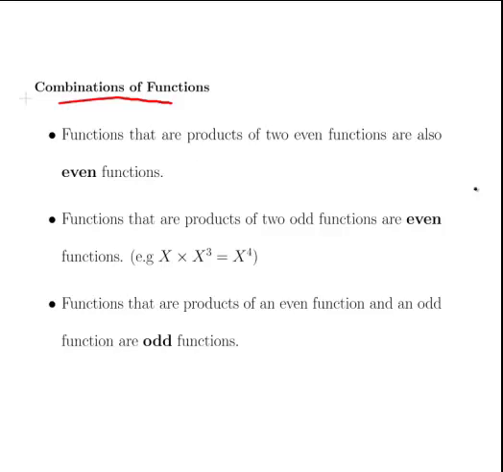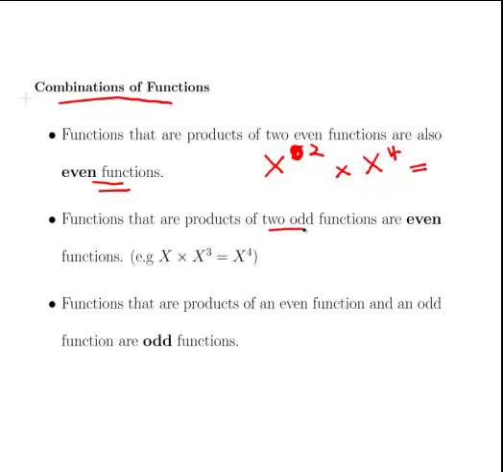But a couple of rules of thumb. Functions that are products of two even functions are also even. For example, let's say x to the power of 2 times x to the power of 4. Well, that would be x to the power of 6, which is an even function.